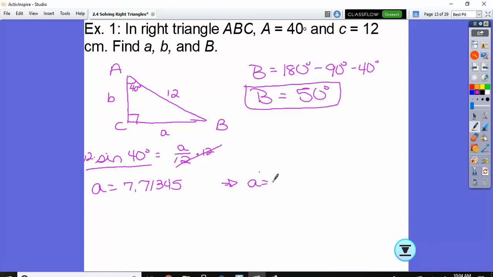So my A is going to be 7.7. To find B, we have some options. I recommend, whenever possible, to use numbers given in the problem. If I use this 7.7, we did round that quite a bit, and it will throw off our answer a little bit. If we did Pythagorean theorem with this, it is going to throw off our answer a little bit because we have so much rounding error.